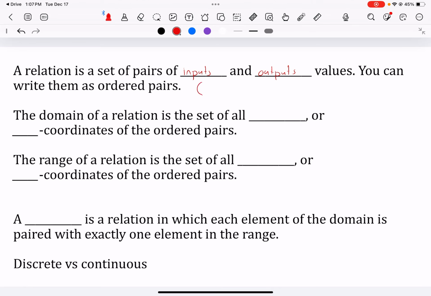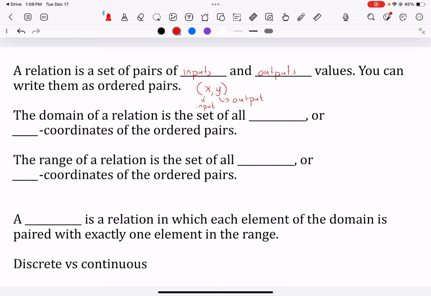When we're writing an ordered pair, it's always going to be the x value that comes first and then the y value that comes second. The x value is also considered to be the input. The y value is considered to be the output.